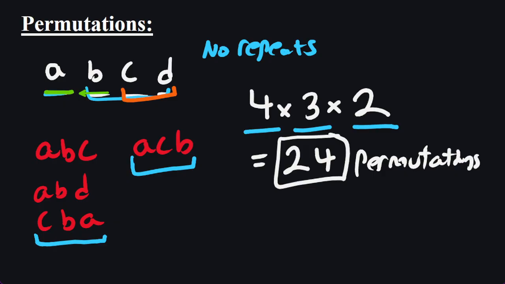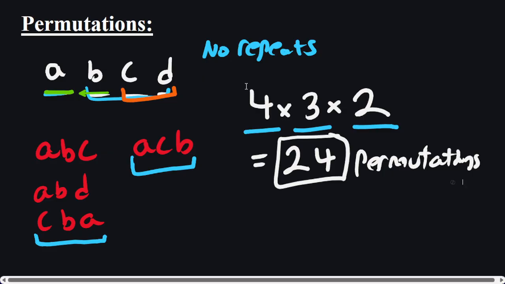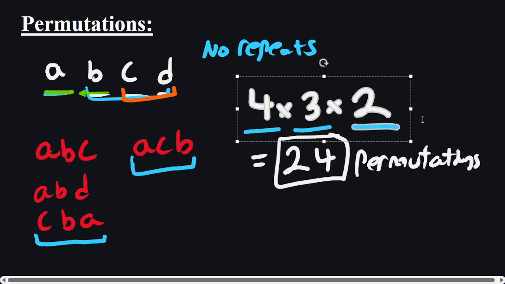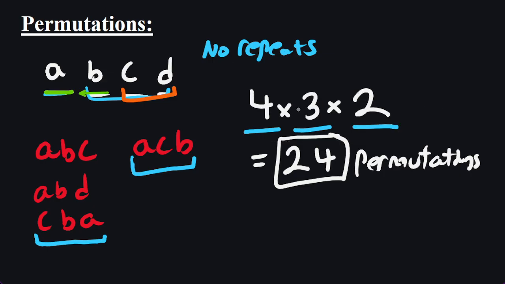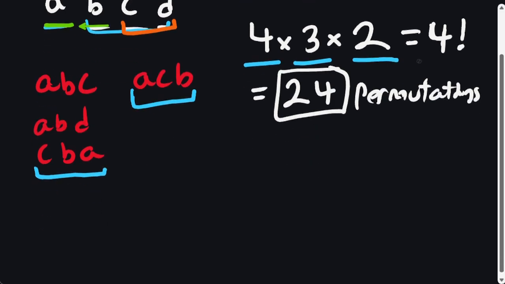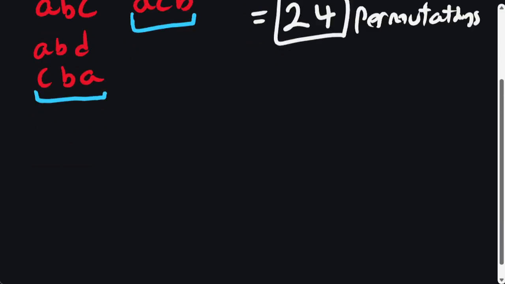And if you take a look at what we've multiplied here, 4 times 3 times 2, it looks a lot like 4 factorial. This is 4 factorial right here, 4 times 3 times 2. We'll get into the formula for permutations in a second, but let's go through one more example together.